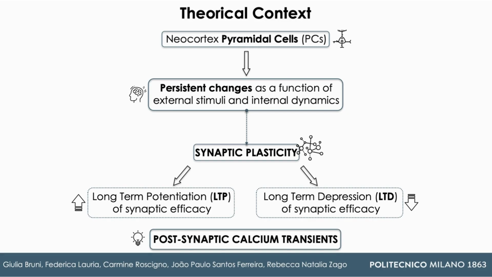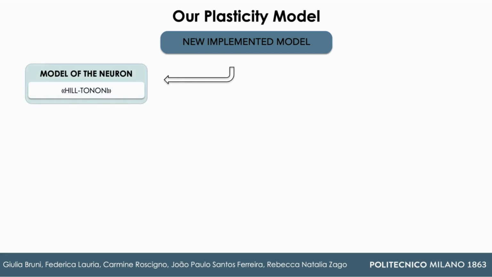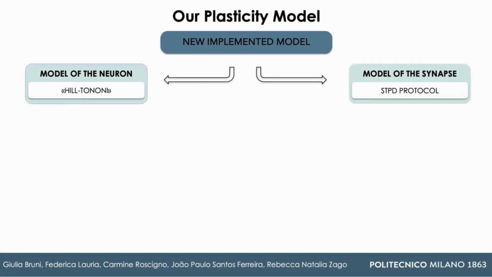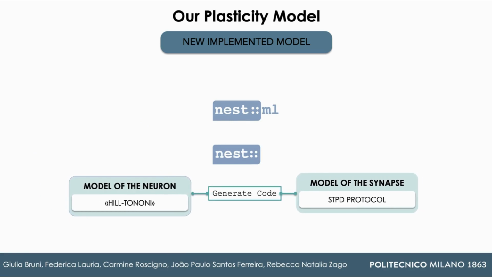calcium transients. Studying the work of Kindem et al., we developed a simplified plasticity model, implementing a neuron model to simulate pre- and postsynaptic neurons, and a synapse model to simulate a single synapse. The Hilton-Oni model was considered as a starting point to simulate neurons, while the synapse one was based on SCDP. Both models were written in NESTML and combined through the Python extension NEST with a generic code command.